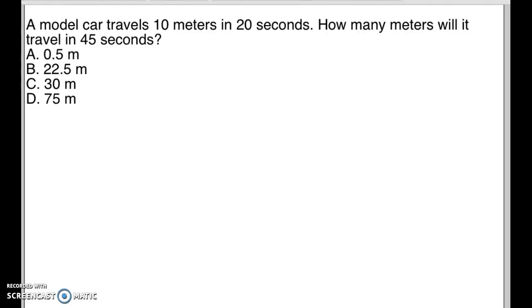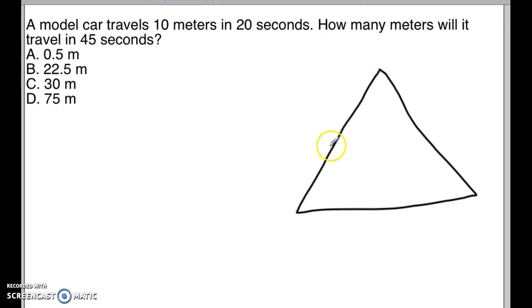Okay, for question number 1, we need to figure out a model car travels 10 meters in 20 seconds. How many meters will it travel in 45 seconds? Now, one of the easy things to do would be to draw our DST triangle, the distance, speed, time triangle. Now, I know that the car traveled 10 meters, that is a distance, and it did that in 20 seconds.